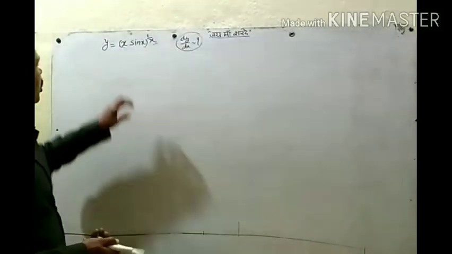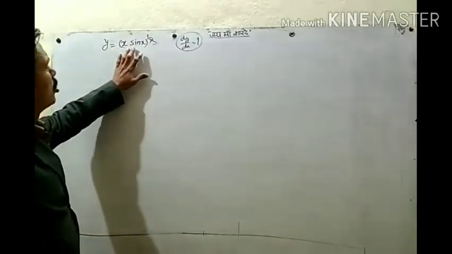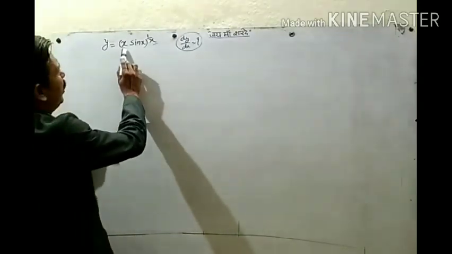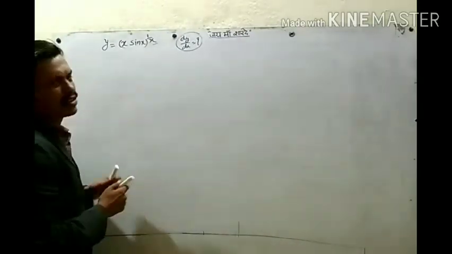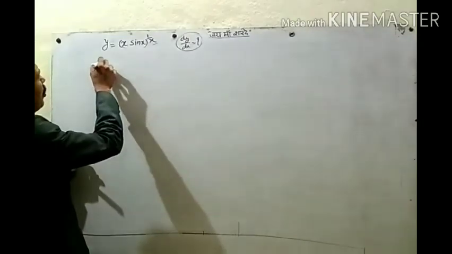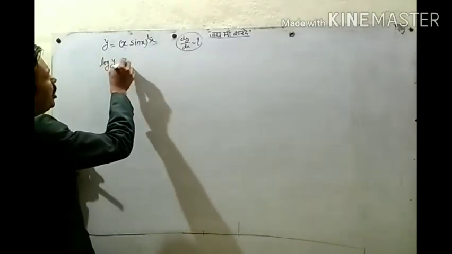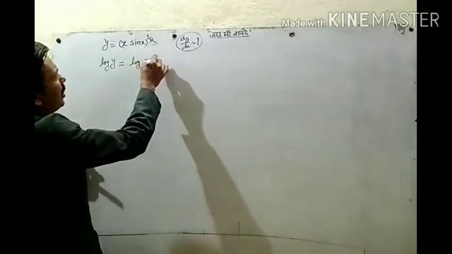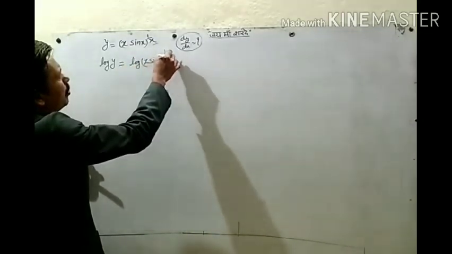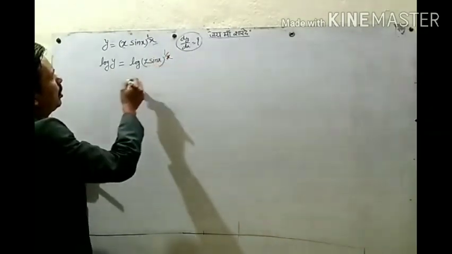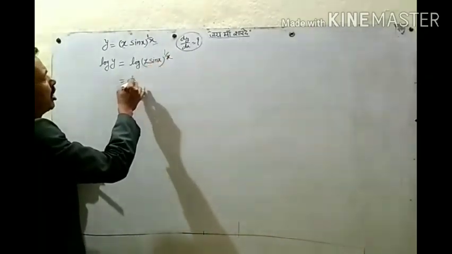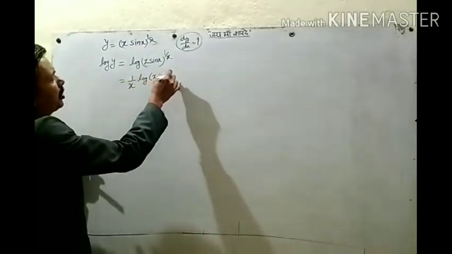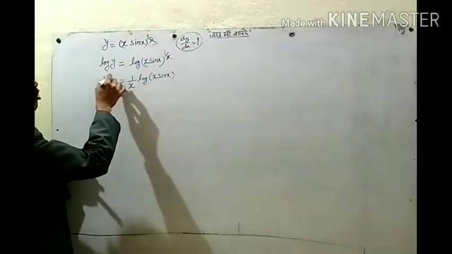Now let's see one more question. y equal to x sin x to the power 1 by x. We need dy by dx. So again here we have base and power, both in terms of x. So first we will take log. Taking log on both sides, we get log of y equal to log of x sin x to the power 1 by x. Now applying the property of log, we get 1 by x into log of x sin x. This is our log y.